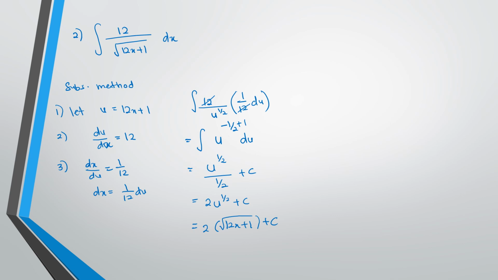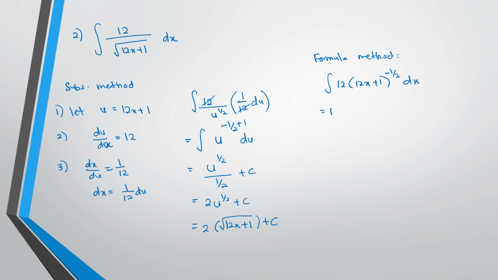Okay, so the next one is formula method. Okay, formula method kena hafal dia punya formula tu saja. Okay, so integrate 12 over surd. Okay, since dia x dekat bawah tak boleh, so kita kena bawa naik atas. Jadi (12x plus 1) power of negative 1 over 2 dx. Okay, so kita start integration.